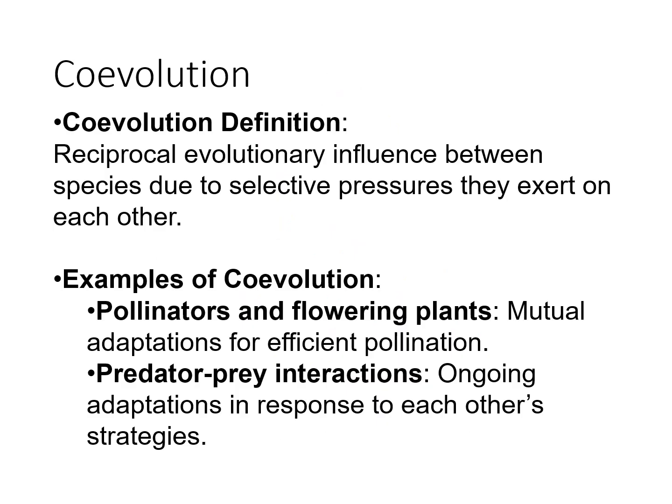Evolution never acts on a single species alone, it's almost always coevolution. Coevolution occurs when species evolve in response to one another, shaping each other over time. Pollinators and flowers, or predators and prey, are classic examples. When one changes, the other adapts.